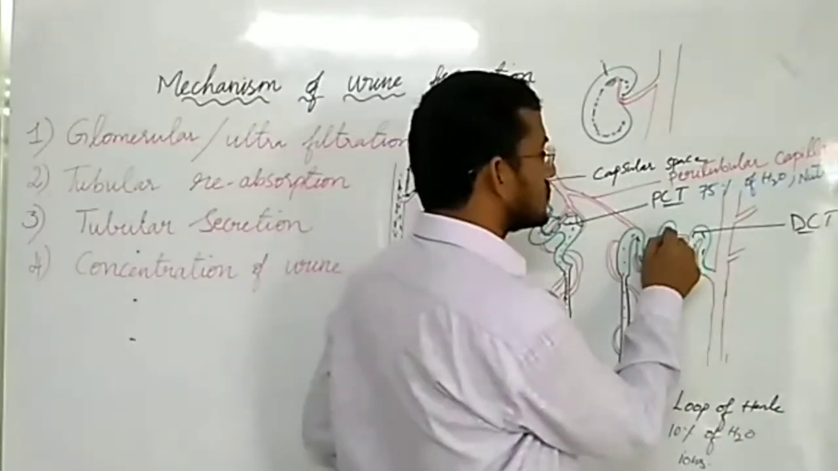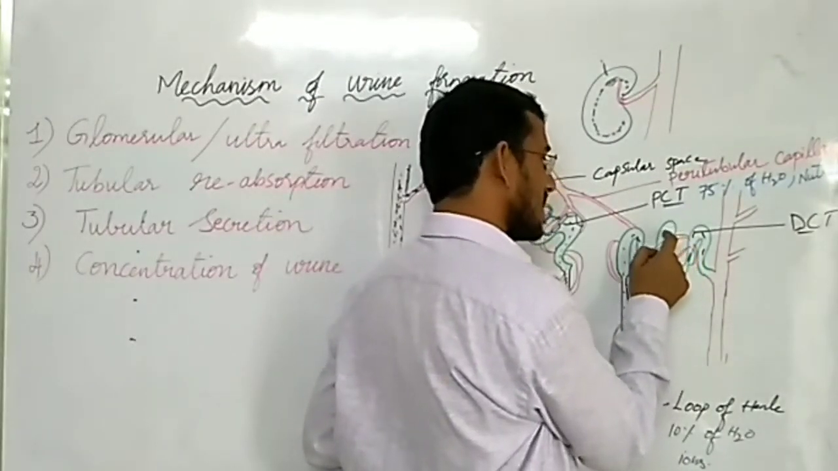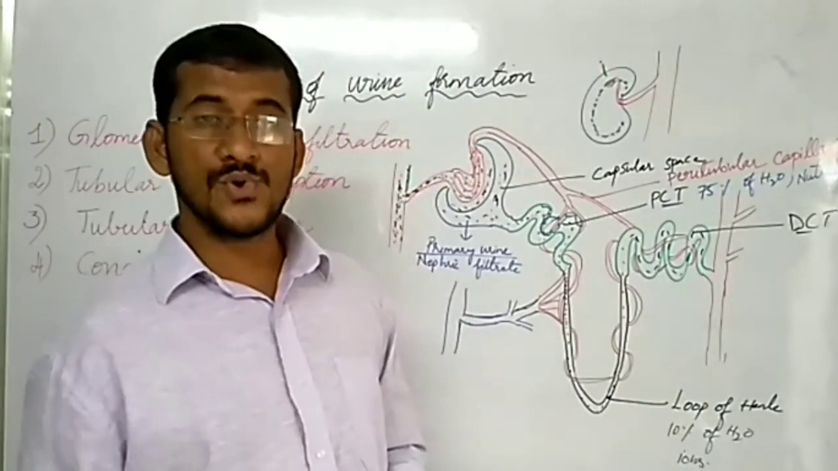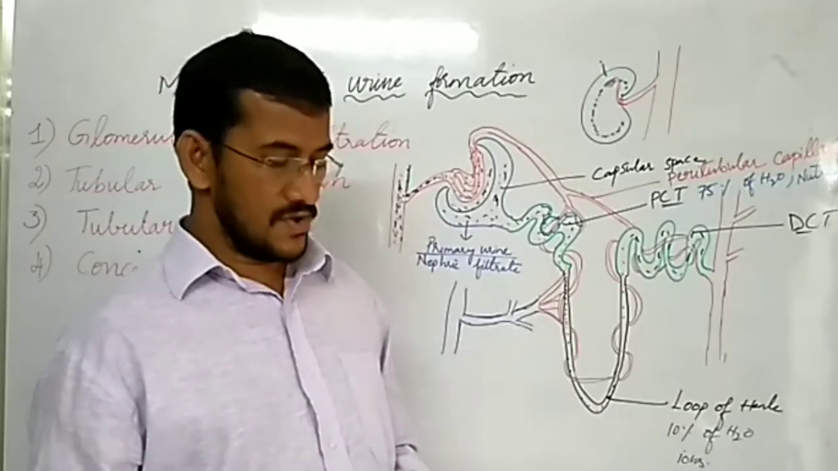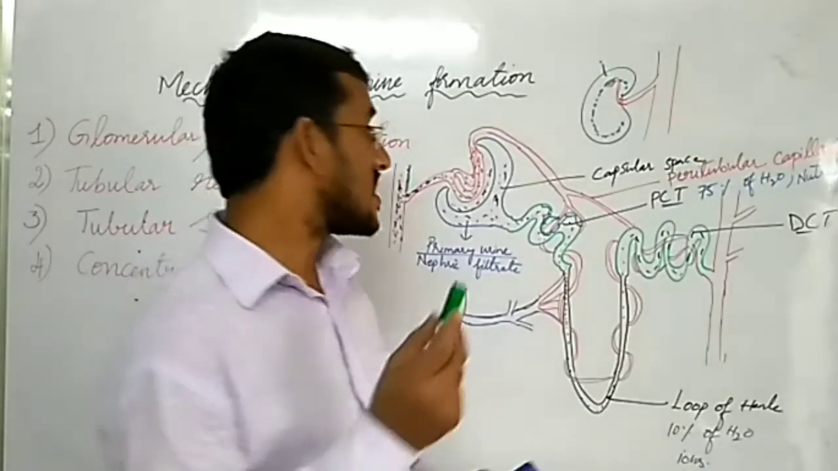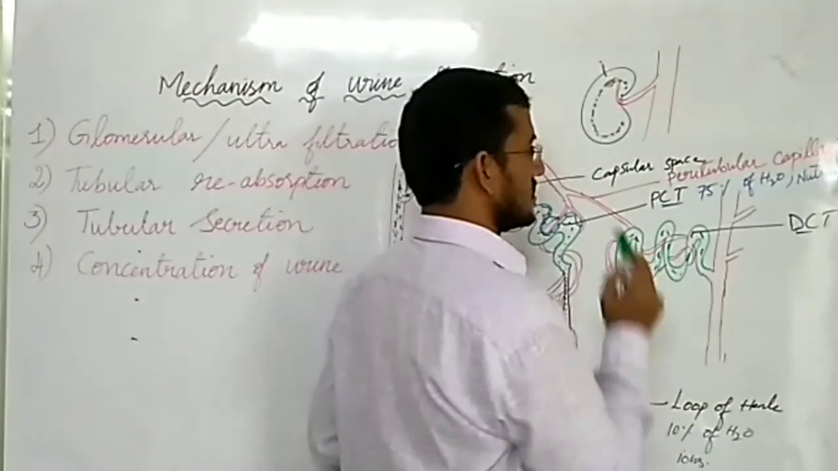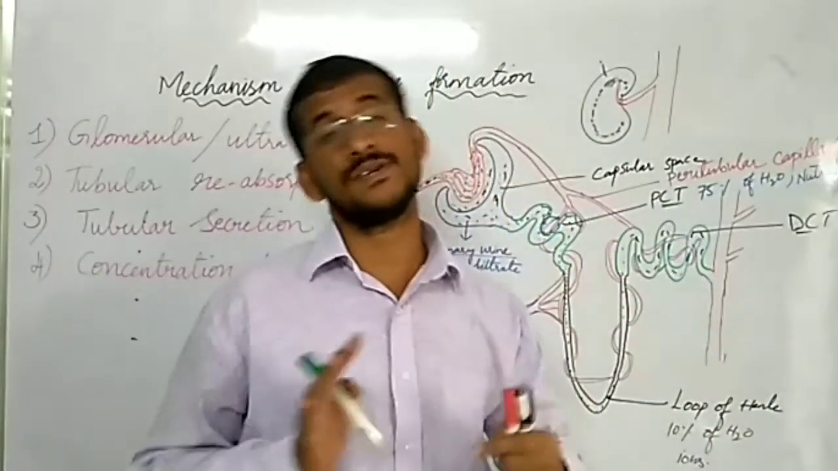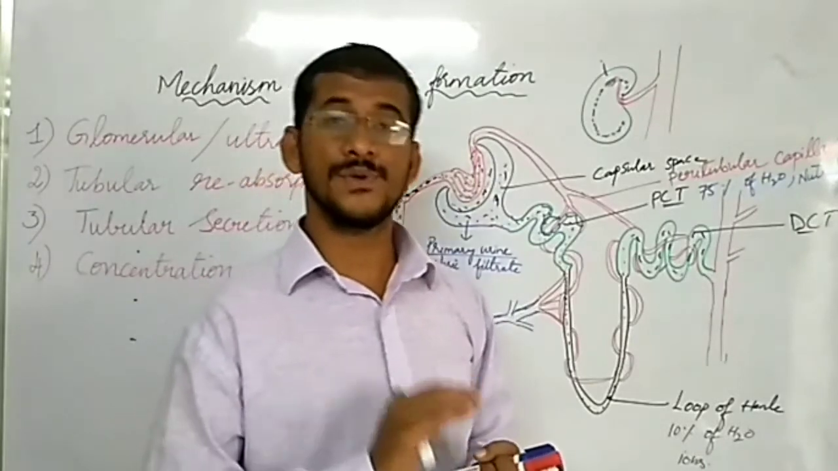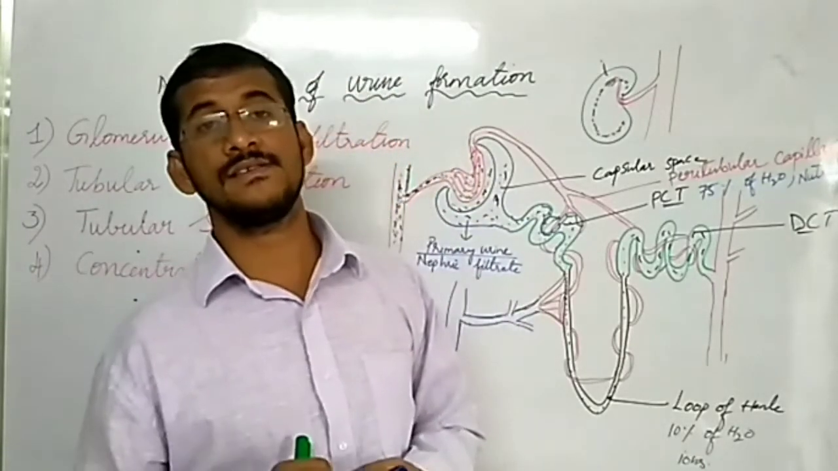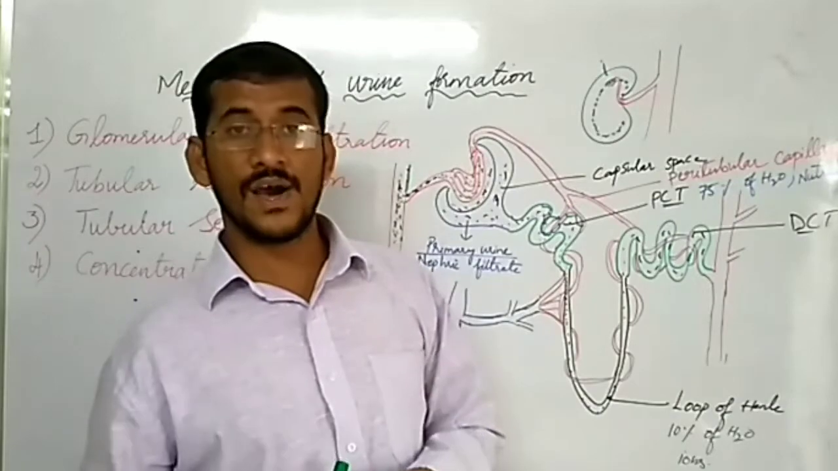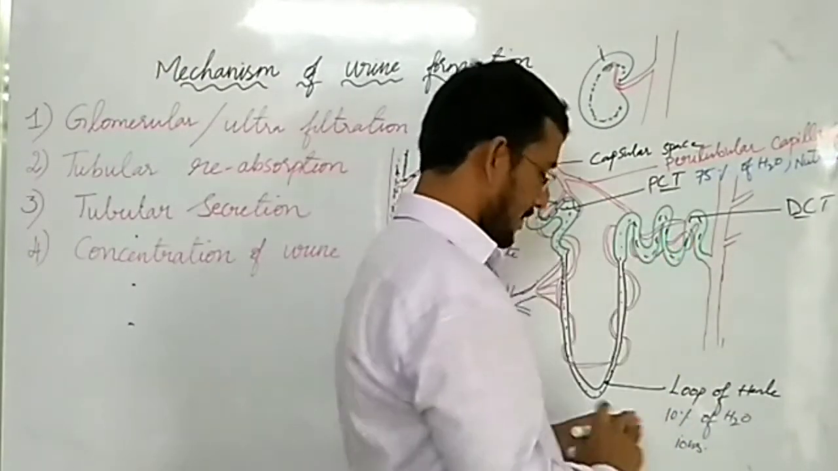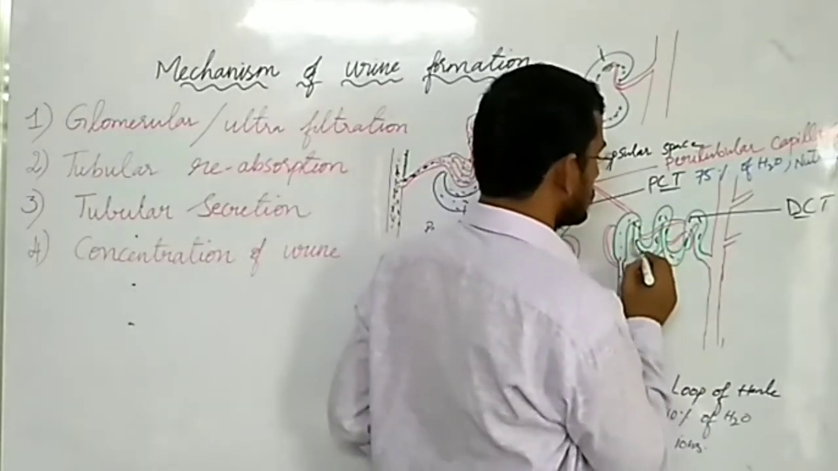What is tubular secretion? The cells which are present in DCT absorb ions, urea, uric acid, waste materials which are still present in the capillaries. In peritubular capillaries, some waste materials are still present: urea, uric acid, creatinine, some salts, ions. These extra salts and ions move from peritubular capillaries into the DCT.